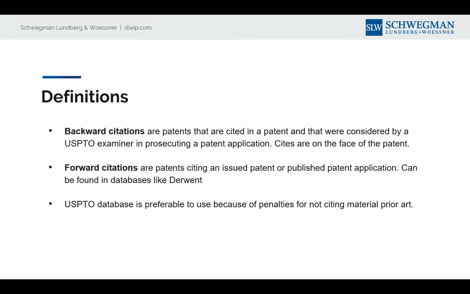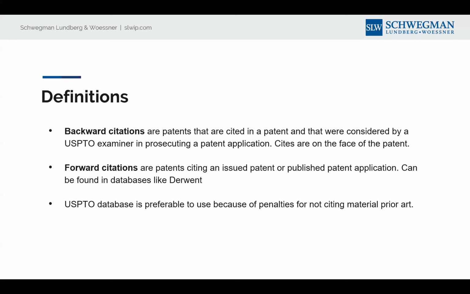And as a little bit of background, backward citations are patents that are cited in a patent and that were considered by a USPTO examiner in prosecuting a patent application. It can also include published patent applications in addition to patents. The cites are typically on the face of the patent.